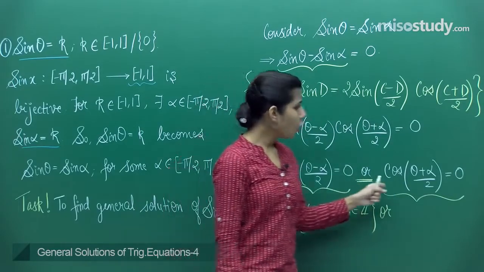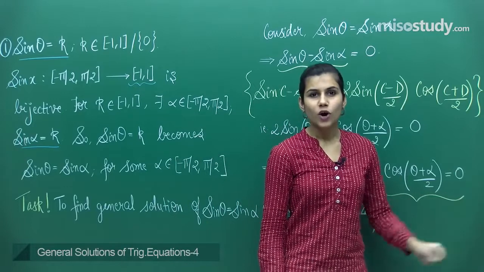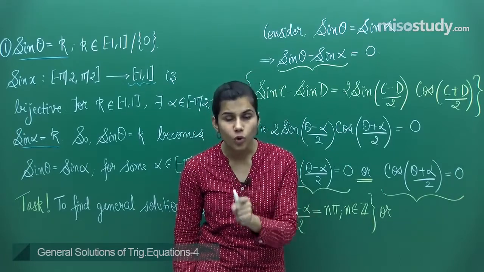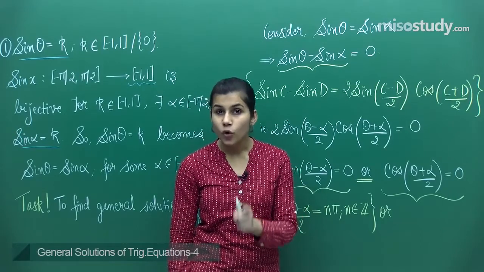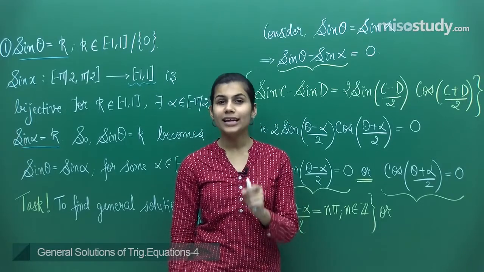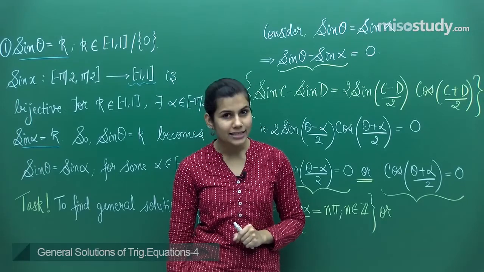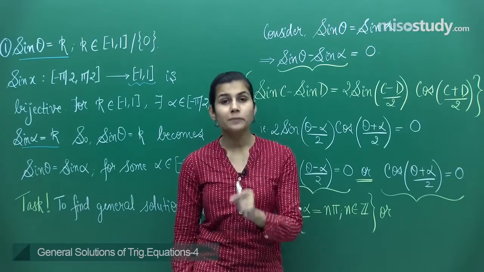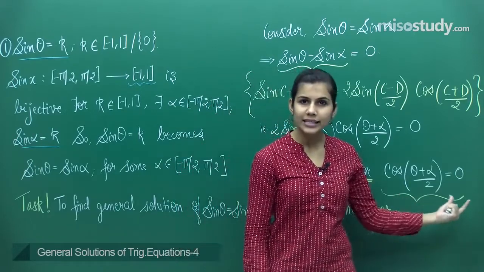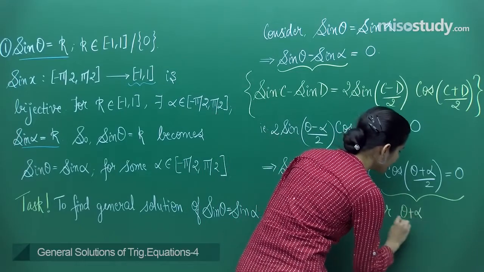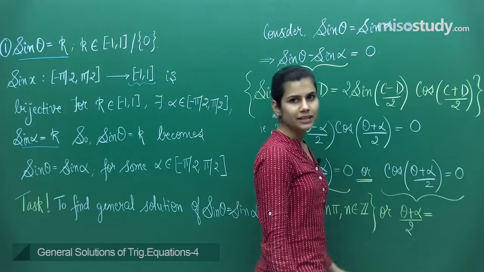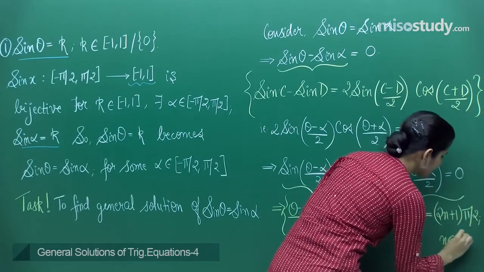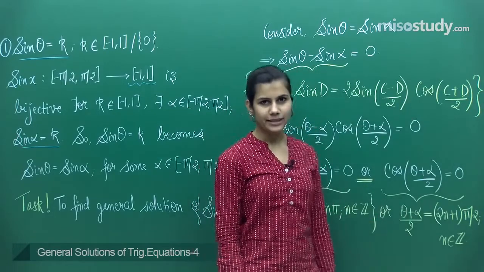there is an or written. Over here you have cos of some angle is 0. When can the cosine ratio of an angle be 0? Cos theta can be 0 only and only for those angles which have their terminal rays coincide with the y-axis. Remember? But only and only those angles whose terminal rays coincide with the y-axis are odd multiples of pi by 2. And that is why the cosine ratio of only odd multiples of pi by 2 is 0. So if cos of this angle is 0, this means that this angle has to be an odd multiple of pi by 2. That means it has to be (2n plus 1) pi by 2 for some n coming from integers.